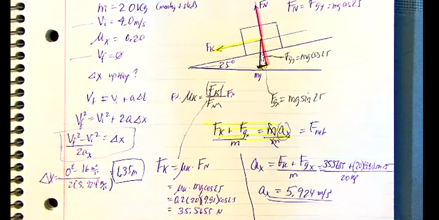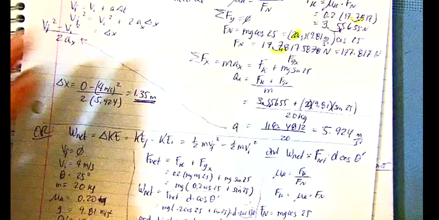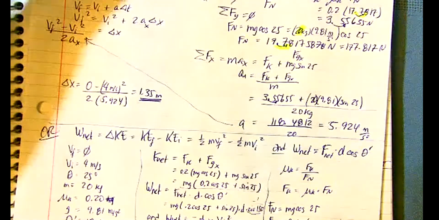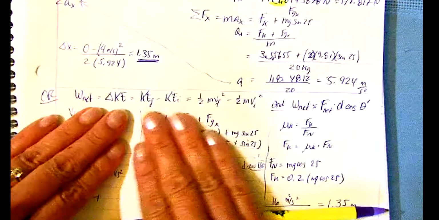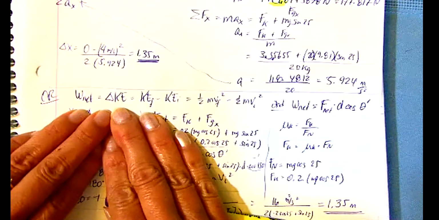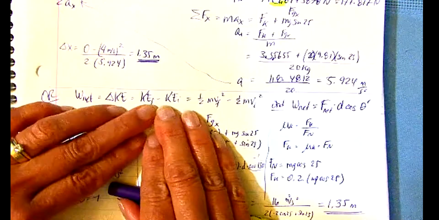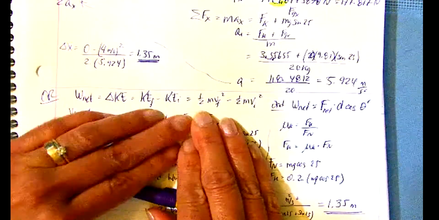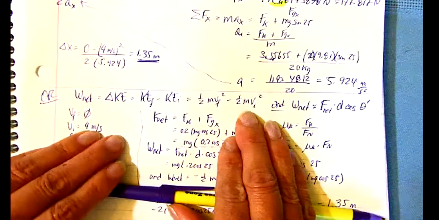This to me was the logical way, but the way they had hoped you would do it was using work. So I'm just going to show you guys that one, and this proves that there's always more than one way to solve a problem. And if it's done correctly, you should get the same answer. So here we go. What is work? Net work is a change in kinetic energy. What's a change in kinetic energy? Kinetic energy final minus kinetic energy initial. Okay, what is that? It's 1/2 mv final squared minus 1/2 mv initial squared.